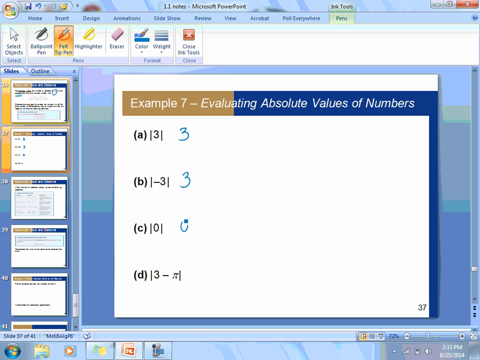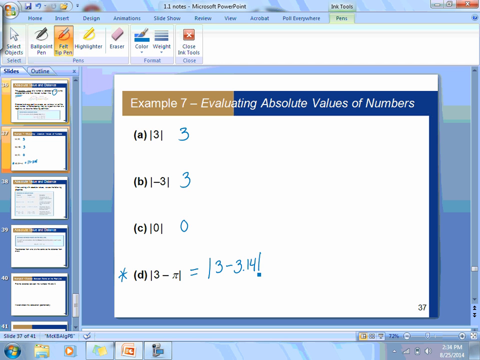Now part D, this one's a little bit tricky. The best way to go about this one is to think of what pi actually is. So here we have 3 minus pi, and pi stands for 3.14. I know we have way more decimals than that, but I'm just going to use 3.14 for right now, just to illustrate this. Okay, so there's my absolute value bars.